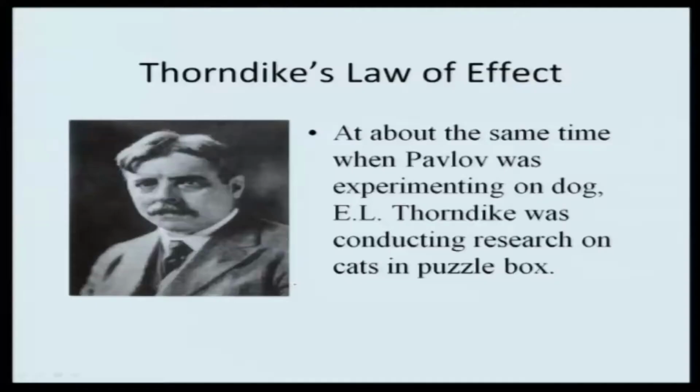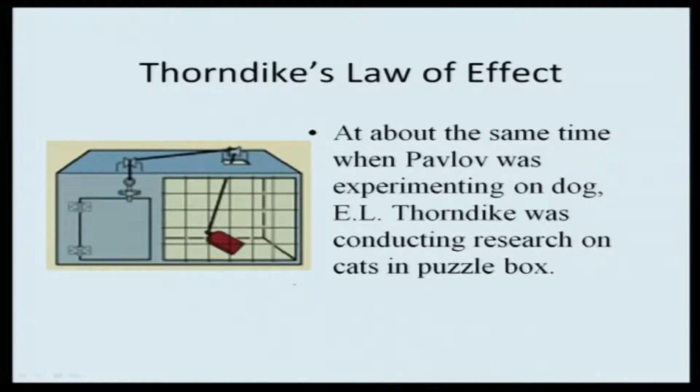Around the same time when Pavlov was doing experimentation on dogs, E. L. Thorndike was conducting a similar type of research using cats, and this was being done in a puzzle box. Now, this was the puzzle box. The mechanism was very simple. A cat was put here in the cage. The cat was supposed to press this lever, and the moment this lever is pressed, this door will fling open and the cat can come out.